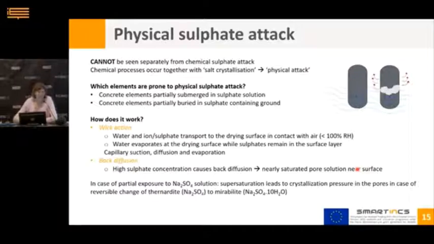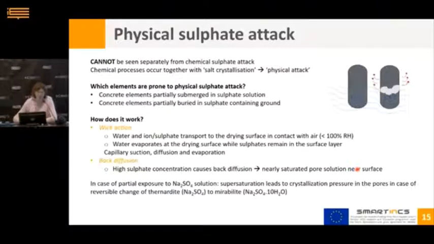It's also always in combination with chemical sulfate attack. So the chemical processes occur together with the salt crystallization, and the salt crystallization is seen as a physical process, and therefore it's called physical sulfate attack. So which elements will now be prone to that physical sulfate attack? These are elements which are partially submerged in a sulfate solution or partially buried in sulfate containing ground.